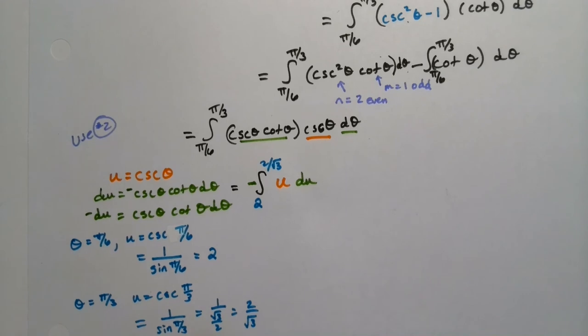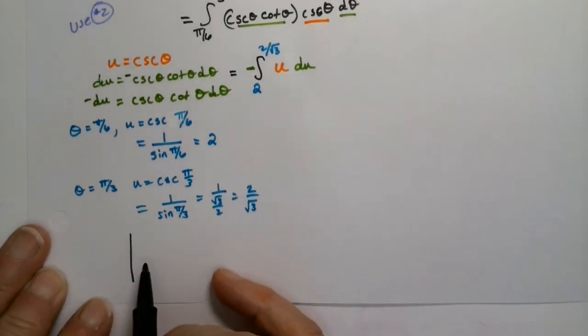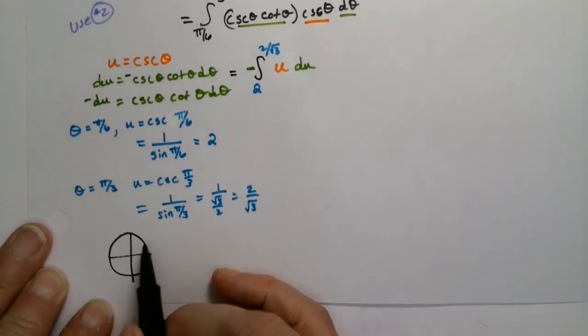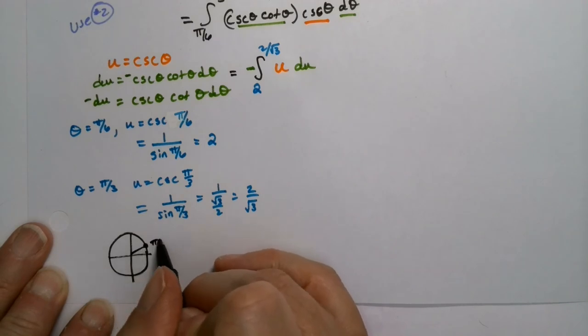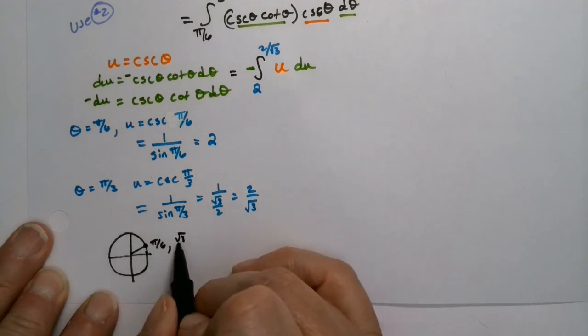And just to double check my work here, let me make a little unit circle very quickly and remind you that pi over 6 is over here. So it's square root of 3 over 2, a half.